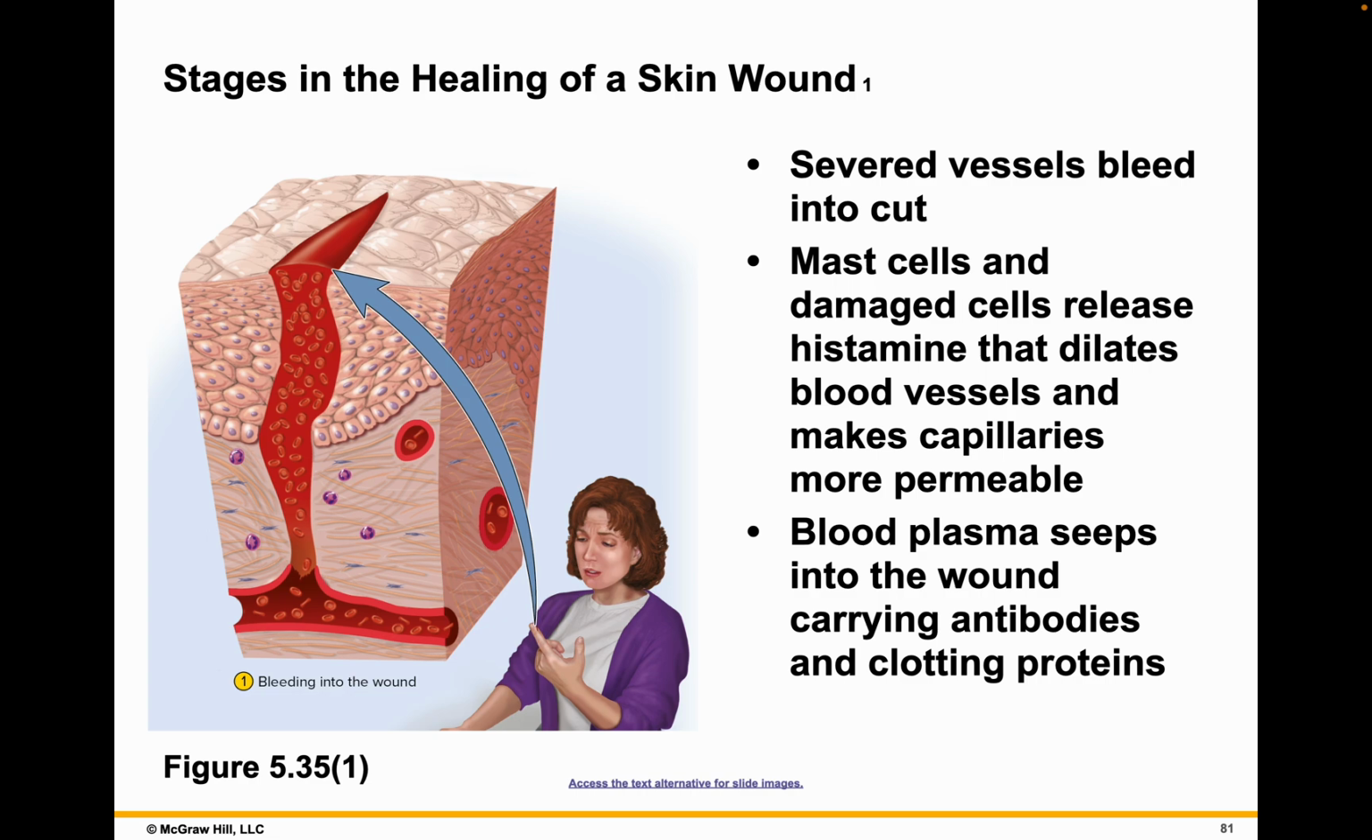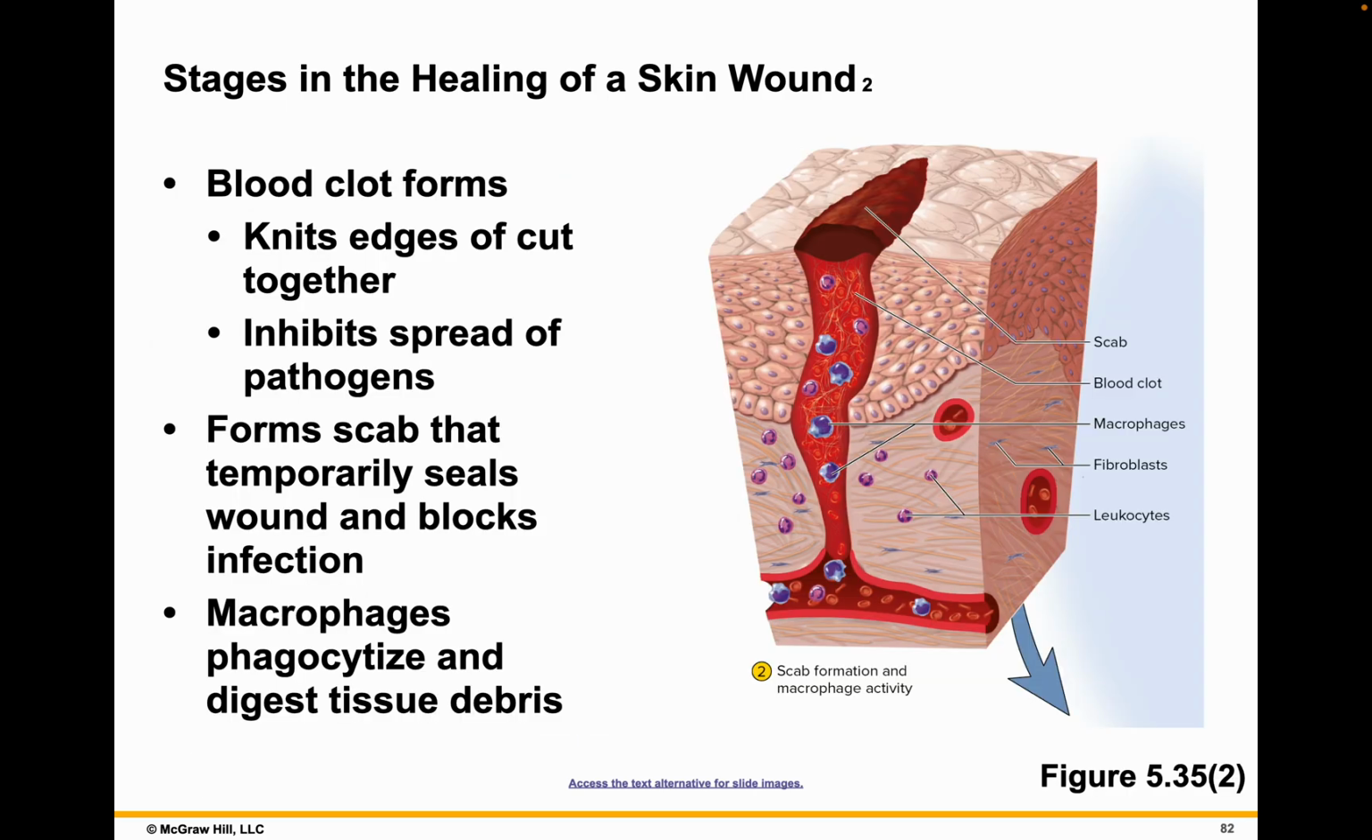So the vessel will leak blood into the cut. Mast cells and other damaged cells will release histamines that dilate blood vessels, make capillaries more permeable. Plasma seeps into the wound. It carries antibodies and clotting proteins that will help to recruit more. So the blood clot will then knit the edges of the cut together and inhibit the spread of any pathogens that may be there. It will form a scab that seals the wound and blocks the infection.